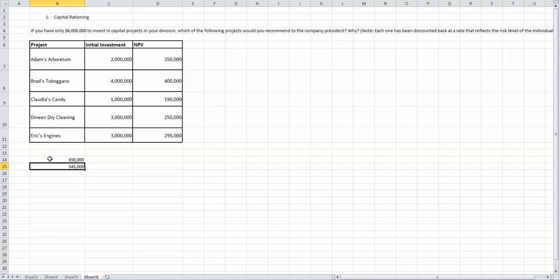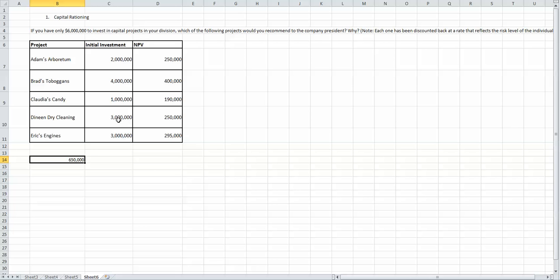So obviously, we have all these different projects, right? So let's take Adams and Brad's, for example. Initial cost, $2 million for Adams. He's given us an output of $250,000 NPV-wise. And also Brad's, $400,000 NPV. That's going to give us a total NPV of $650,000. So that's just one way we could do it. That's $6 million, right? It's one way of spending our $6 million, I should say.